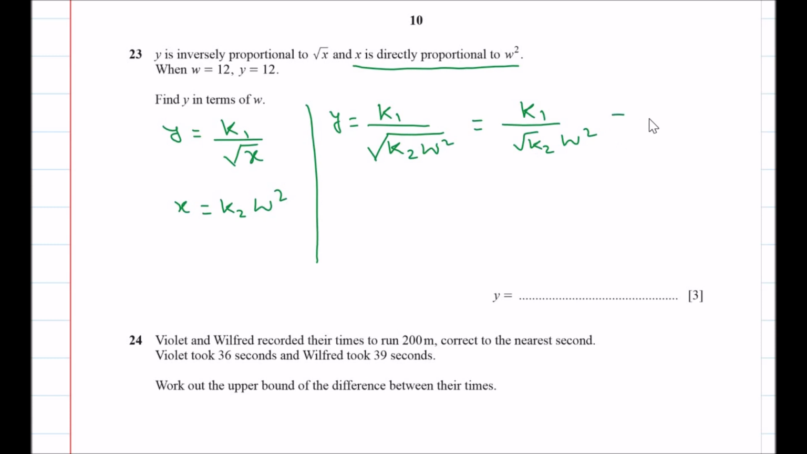Both are constants, so we can write a single constant, that will be k by w square. Okay, k1 and root k2 both together will give a constant. So combining this, we got another constant, that is k, and w square is in the denominator. What we got actually? We got y equal to k by w square. Now values are given, w and y. Let's substitute.